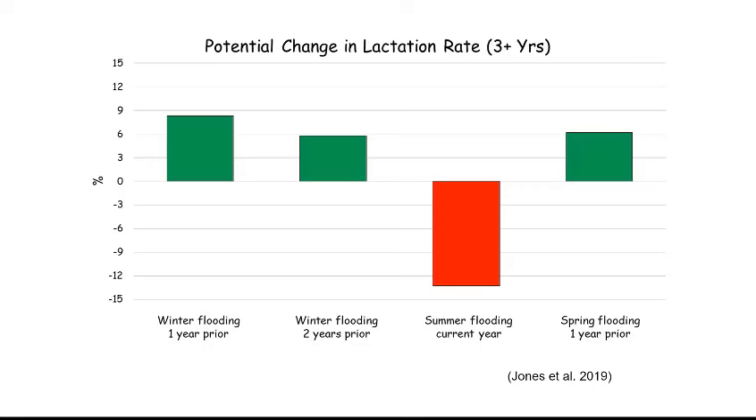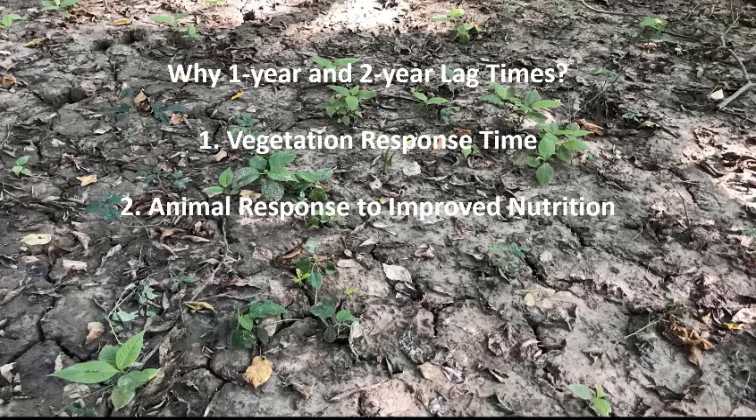If you had a significant amount of summer flooding the current year, you could lose up to 14% lactation rate that year. And so that's a significant drop in reproductive success from the current flooding. So again, weather events affecting when flooding takes place, affecting reproductive rates. It didn't matter how many deer were there necessarily. The flooding was going to take place regardless. Now, I've pointed out 1 year, 2 year prior. What's with this time lag thing going on here?